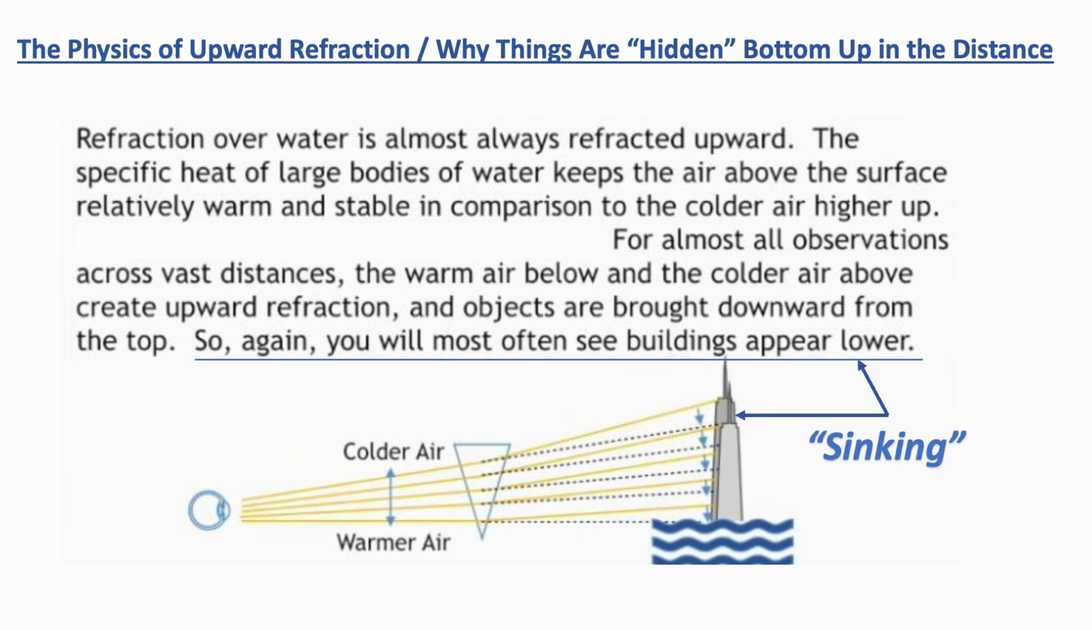This diagram was created by the Life is Short channel on YouTube a few years ago. It explains why things are hidden bottom up in the distance. For example, refraction over water is almost always refracted upward. It creates a sinking effect. So, like it says at the bottom, you will most often see buildings, boats, landscape, oil rigs appearing lower than they actually are. Some of the light gets lost into the surface, so you're not going to see the bottom of the object.